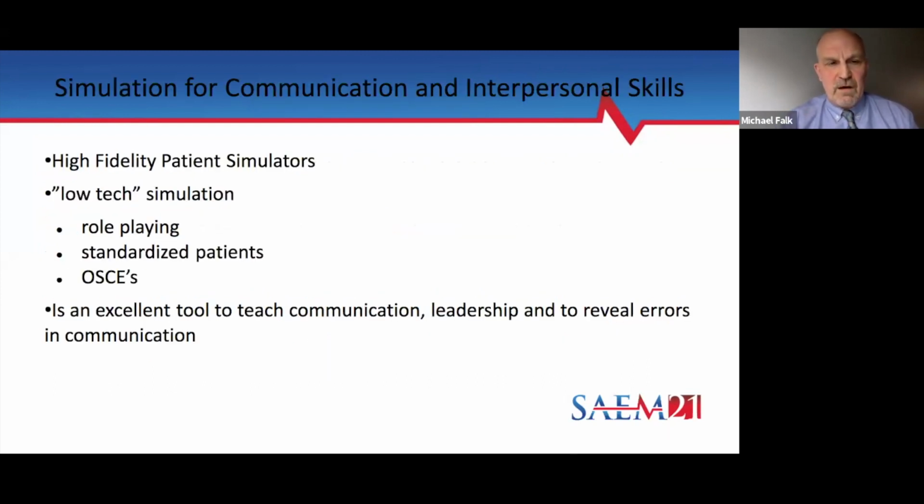So just as a quick note, high fidelity simulation involves lots of different tools. I think most people are probably familiar with all the high fidelity mannequins, but there's lots of other ways you can do simulation. There's role plays, standardized patients, which we forget about. OSCEs are a type of simulation. All of these are great tools for teaching what I mentioned, but they're also good tools for revealing errors in communication. The idea is that you can reveal mistakes people are making, maybe even subconscious ones they don't realize, that are actually biased judgments of people in the workplace. Next slide, please.